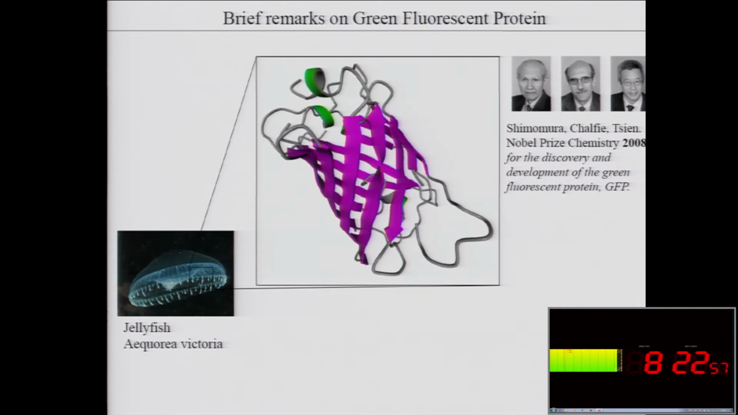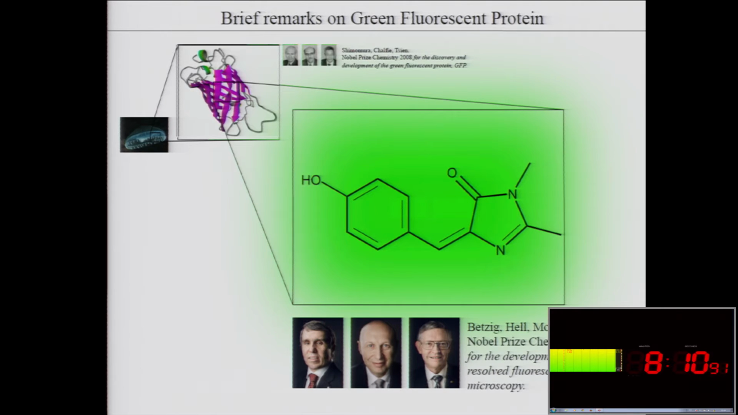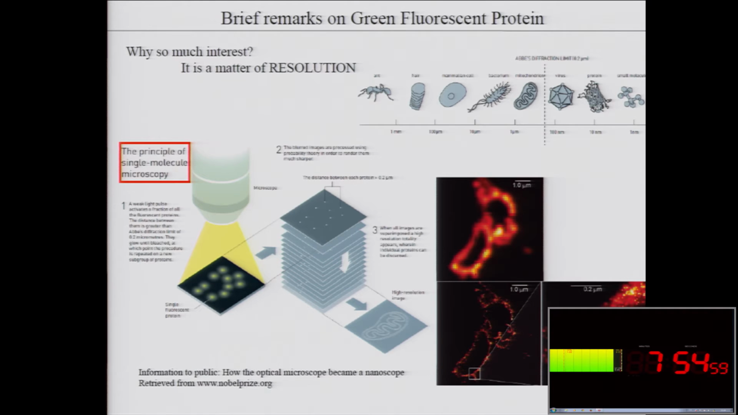First, some remarks on green fluorescent protein. The discovery and the development of this protein was awarded in 2008 with the Nobel Prize in Chemistry. And six years later, actually last year, 2014, the application of these previous discoveries to the field of bioimaging was awarded with the Nobel Prize for the development of super-resolved fluorescent microscopy. And basically, that's important because it's a matter of resolution. This new technique allows us to go further into details in bioimaging.